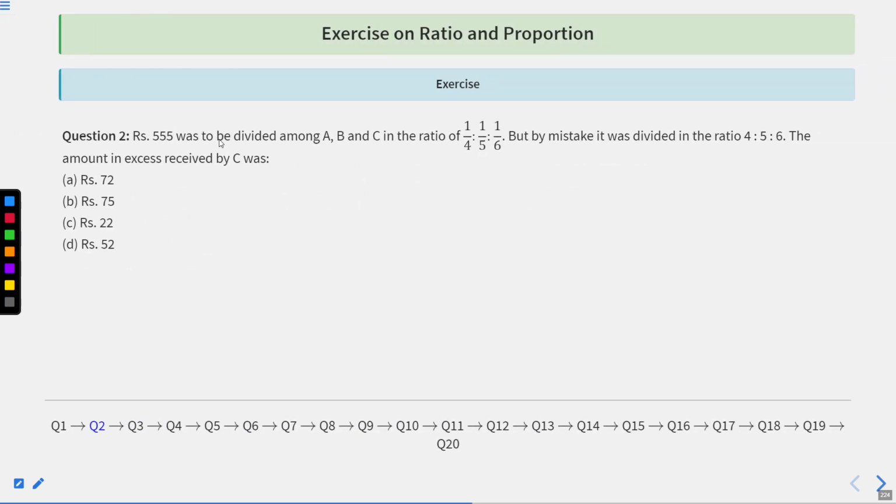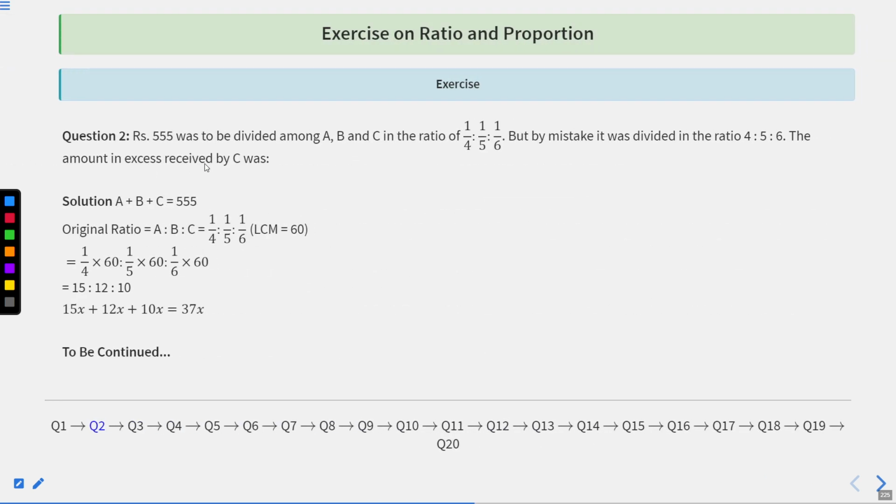Question number 2. Rupees 555 was to be divided among A, B, C in the ratio 1 upon 4 is to 1 upon 5 is to 1 upon 6. But by mistake, it was divided in the ratio 4 is to 5 is to 6. The amount in excess received by C was.